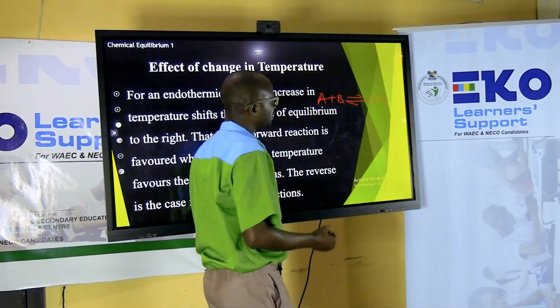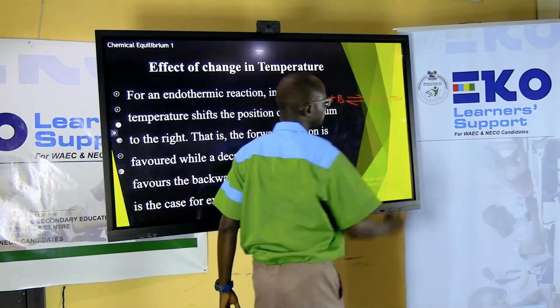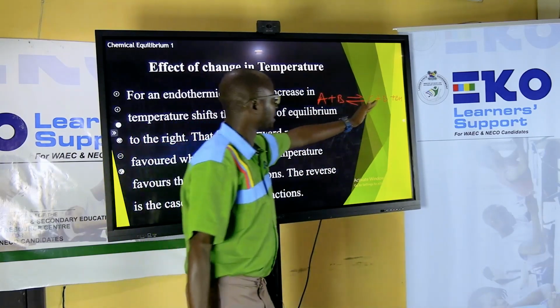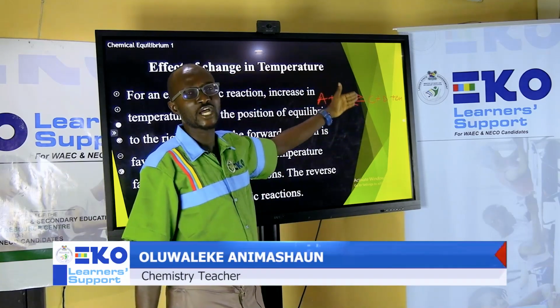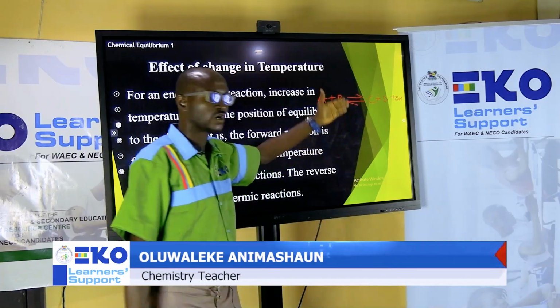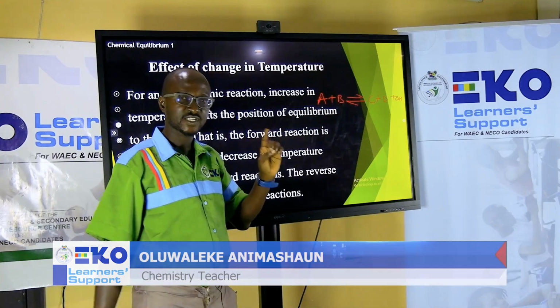If it is endothermic, that means my delta H is positive. It has a positive delta H. Now, being an endothermic reaction, the forward reaction is endothermic, while the backward reaction is the opposite, which is exothermic. Please take note of that.